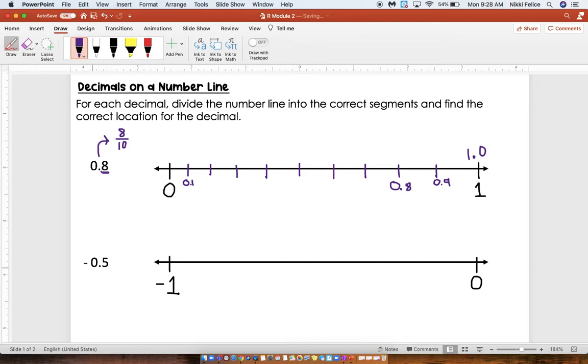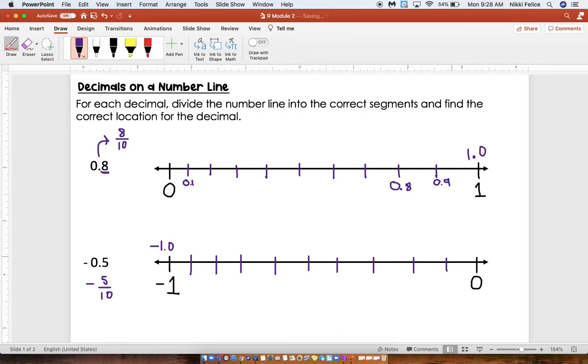So this is a negative number, -0.5, which is -0 and 5/10 if you want to see it as a fraction. So again, we are going to break this up into 10 pieces. Starting at 0, we go to the left for negatives. 1, 2, 3, 4, 5, 6, 7, 8, 9, and then -1 is my last segment, -1.0.